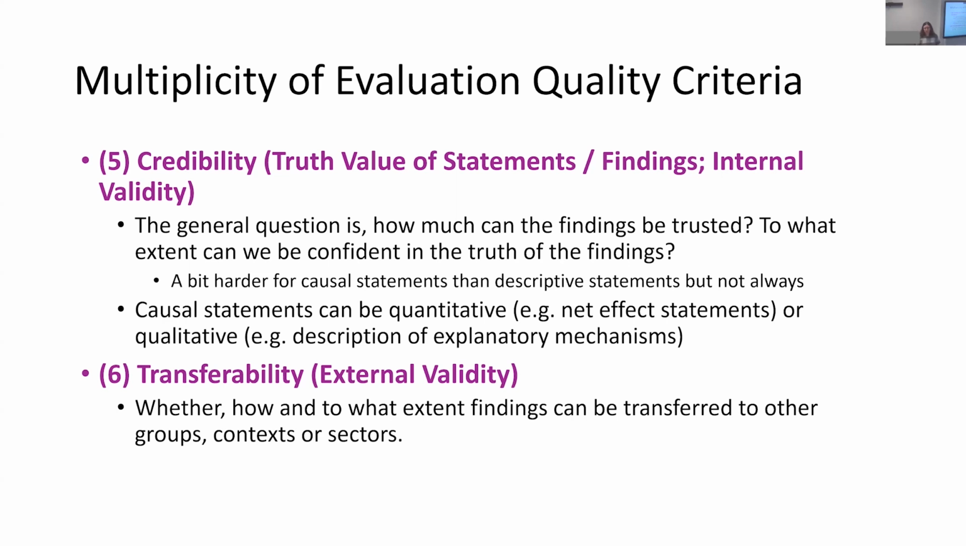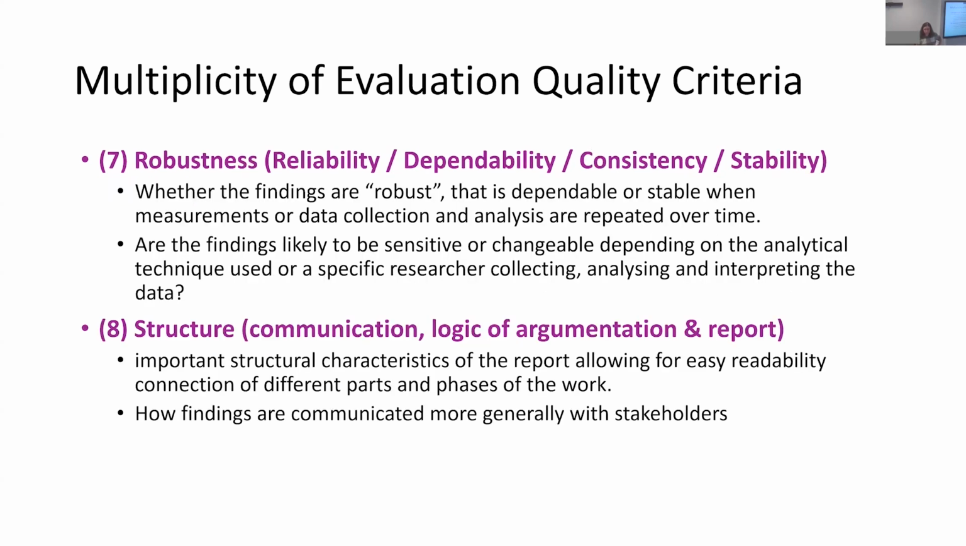Then transferability, also known as external validity, around whether, how, and to what extent findings can be transferred to other groups, contexts, or sectors. Finally, robustness, also known as reliability, dependability, consistency, and stability. There's a word that in evaluation has become quite popular in the last decade, if not a decade and a half, which is methodological rigor and robustness. I think it's technically not a quality criterion because it's largely undefined in the community, but this is the quality criterion closest to the way rigor is used.